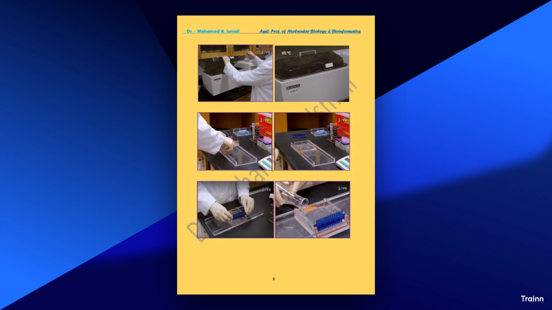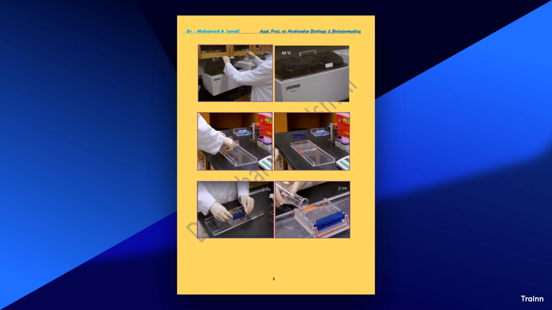PCR product cleanup. Before loading, PCR products may need purification to remove excess primers, nucleotides, and enzymes. Methods include column-based purification, using silica columns to bind DNA. Gel extraction, running the PCR product on a gel and extracting the band of interest.